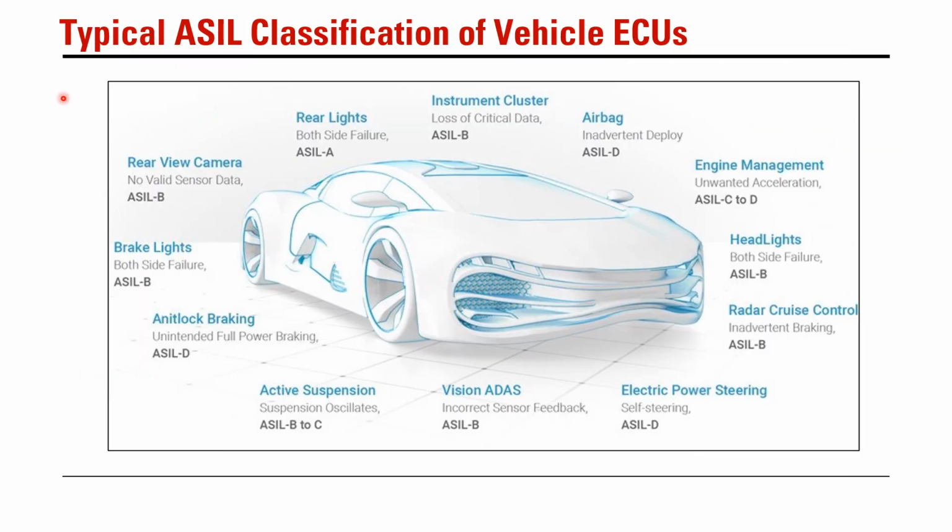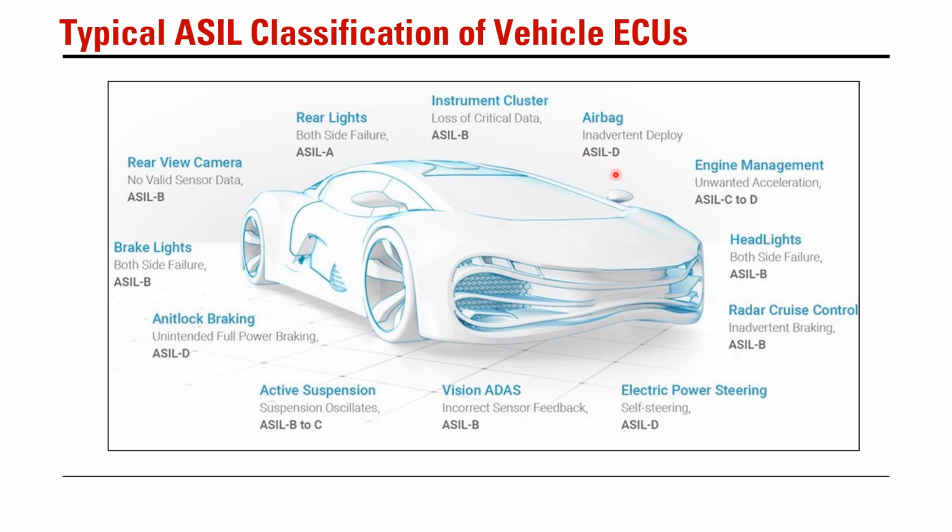So here we will talk about typical ASIL classification of vehicle ECUs. There are several kinds of vehicle ECUs, electronic control units in a car, like rear view camera, instrument cluster, airbag control unit, engine management, headlights, power steering, ADAS, anti-lock braking, and active suspension systems. So based on the failure, for example, of the rear view camera, where there is no valid sensor data from the rear view camera, we can define this as ASIL B because the exposure is high and there may be a chance that the car can hit objects behind.